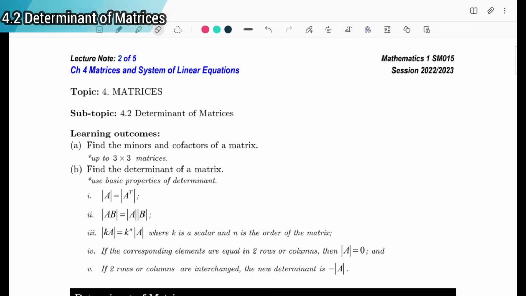Matrices. Learning outcomes: find the minors and cofactors of a matrix up to 3x3 matrices, find the determinant of a matrix, and use basic properties of determinant. Okay, so these are the basic properties of determinant.